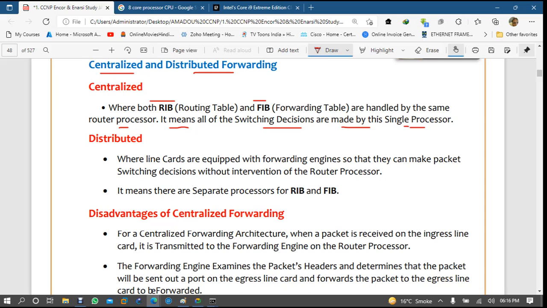Now, this was the centralized, meaning everything will be done by a single processor. Centralized means everything will be done by a single man, right? But when you are talking about distributed, distributed is saying that when any data packet comes, it will come to your line card, meaning your NIC card, and the NIC card will have one CPU.